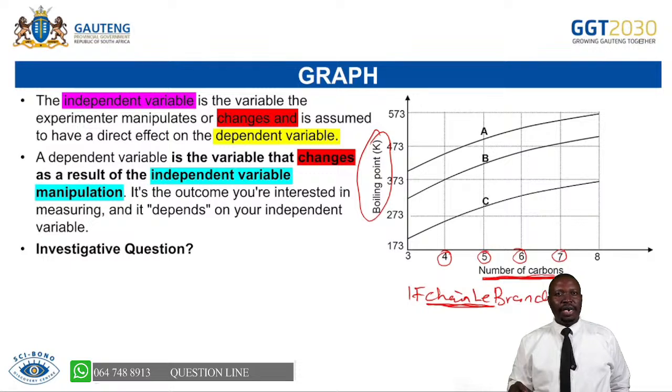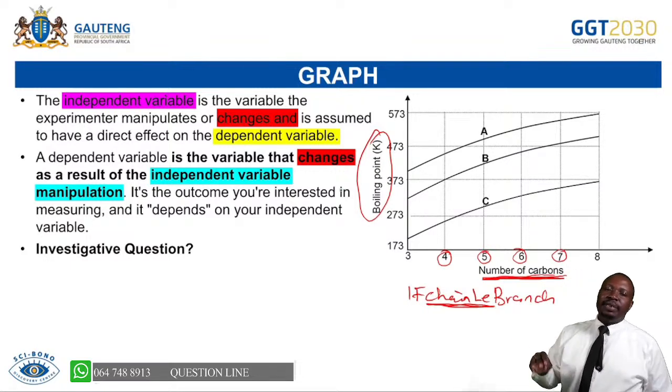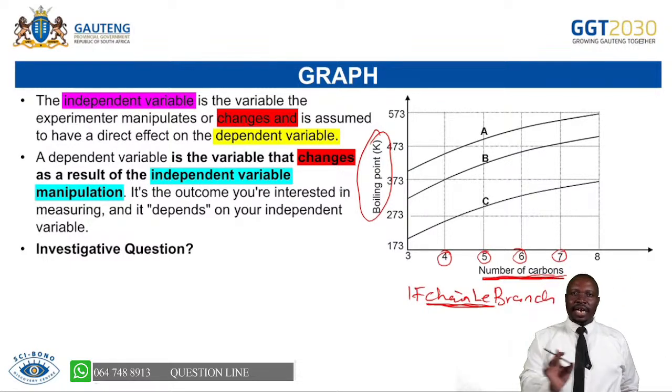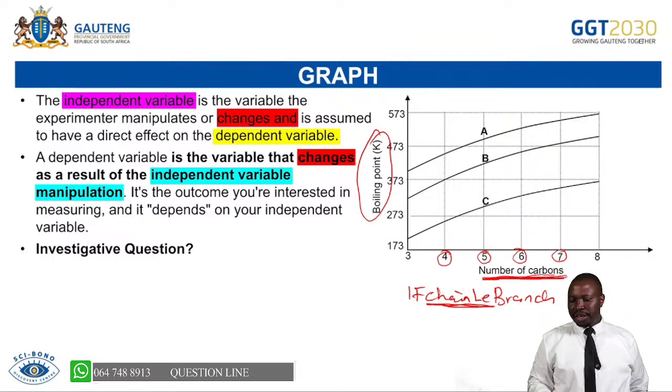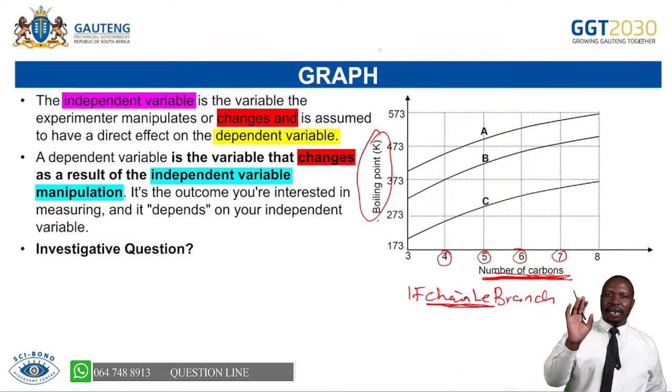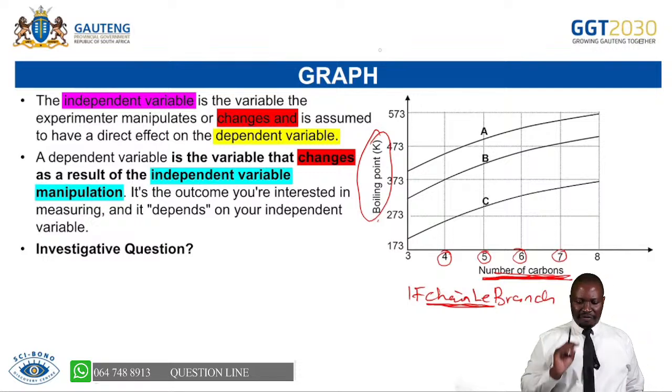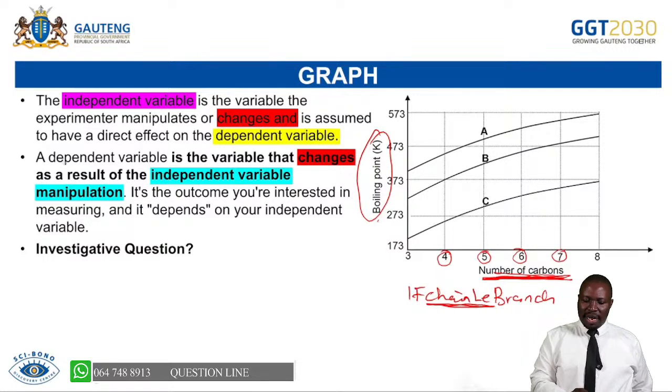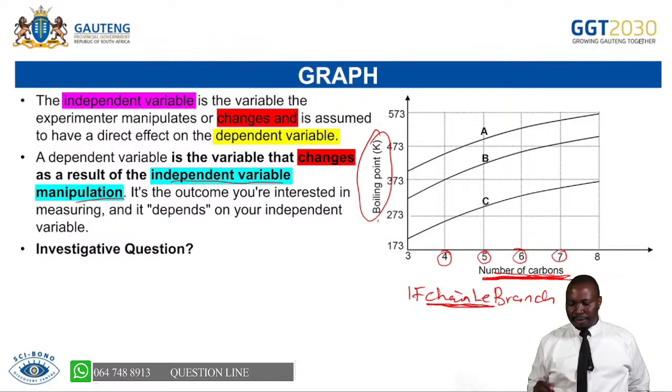Sometimes it will be boiling point, sometimes it will be vapor pressure, sometimes it will be melting point. So expect any graph, but have the understanding to say this: we are going to change the independent variable, and then look at the effect the independent variable has on the dependent variable. Remember, we said our dependent variable is the melting point, boiling point, and vapor pressure. A dependent variable is the variable that changes as a result of the independent variable manipulation. So I always talked about that.